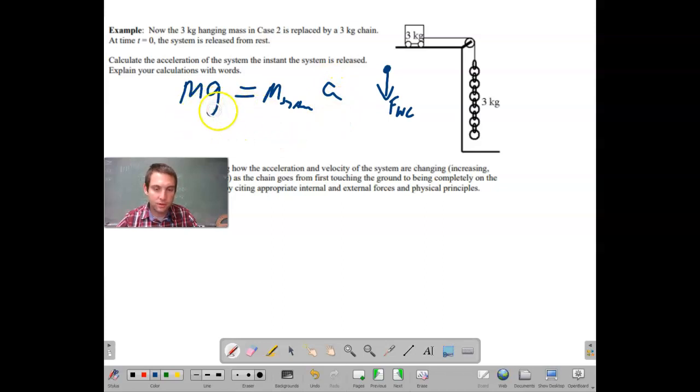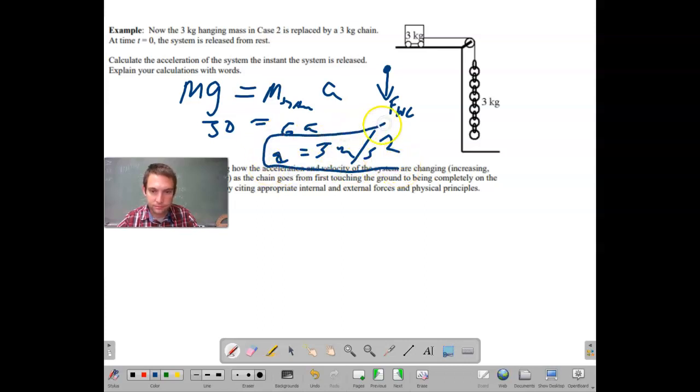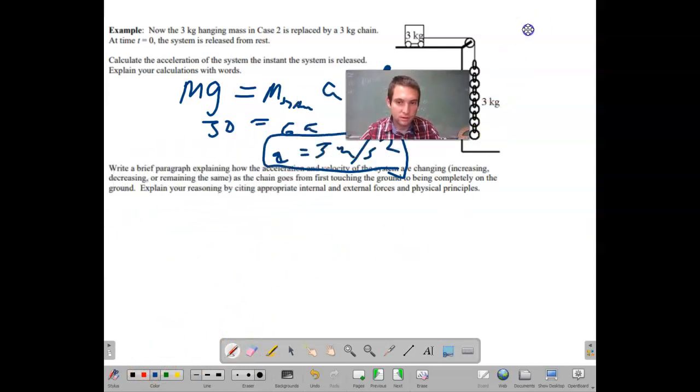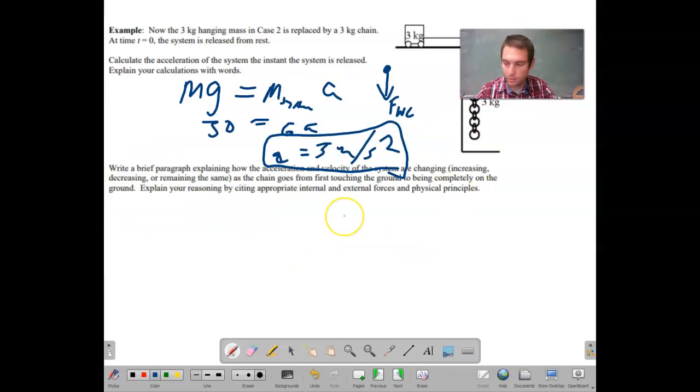So we have 30 over here, and then mass of the system is 6. So we get a equals 5 meters per second squared. Now, explain your calculations with words. I think I did that. I'm not going to take up your time and redo that.